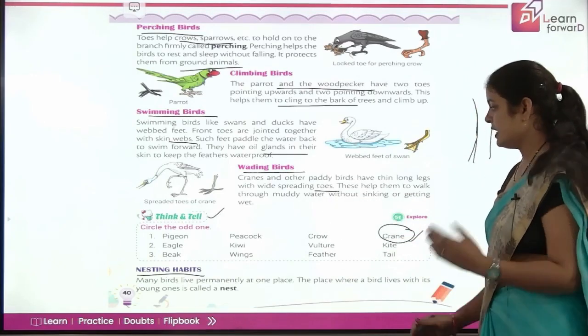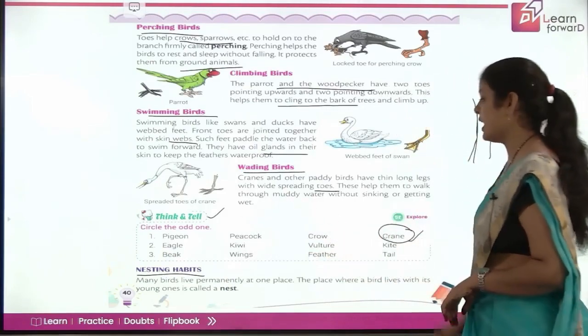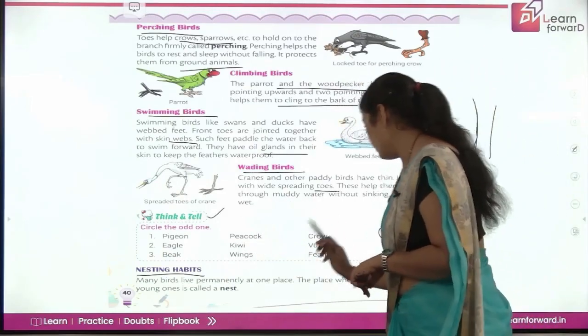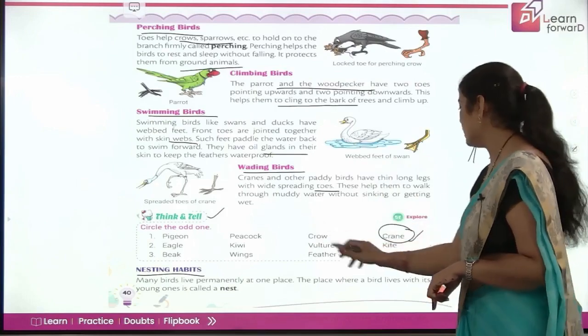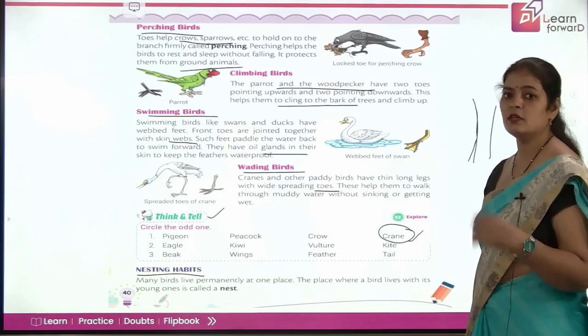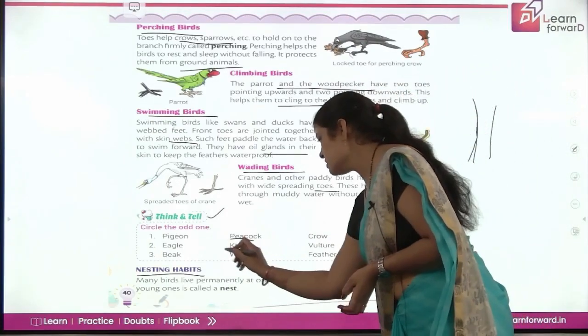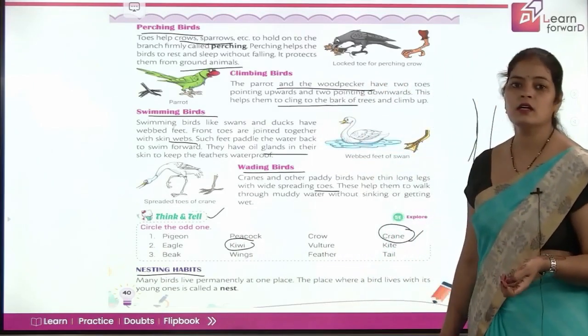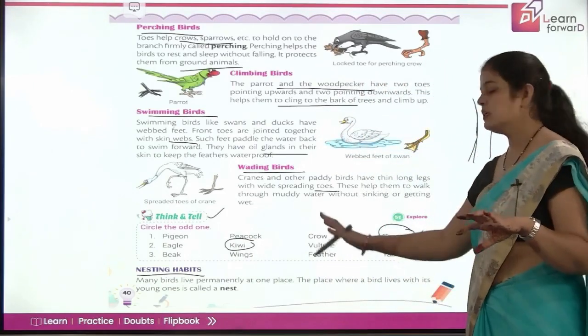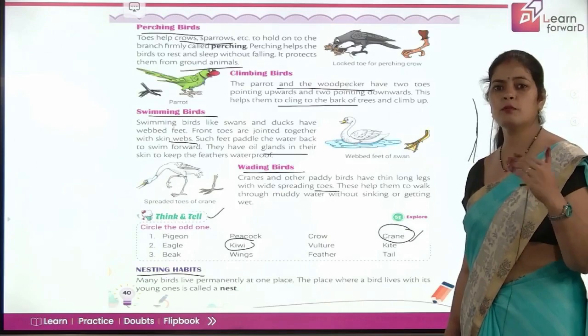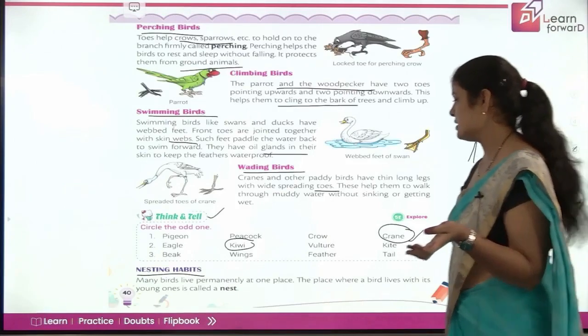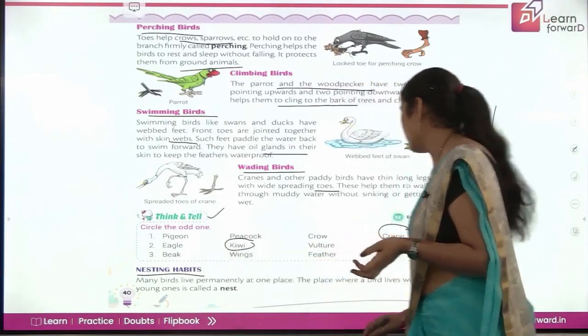Fine. Next, eagle, kiwi, vulture and kite. Okay, eagle, vulture and kite, these are flesh eating, means carnivorous birds, while kiwi is a separate bird. It generally feeds upon fruits and other things, not the flesh. And the next you have to do on your own.